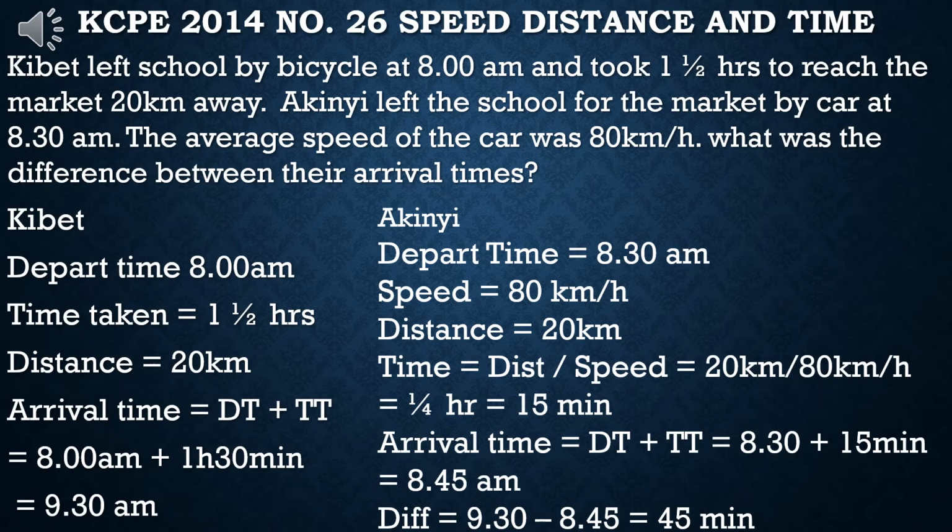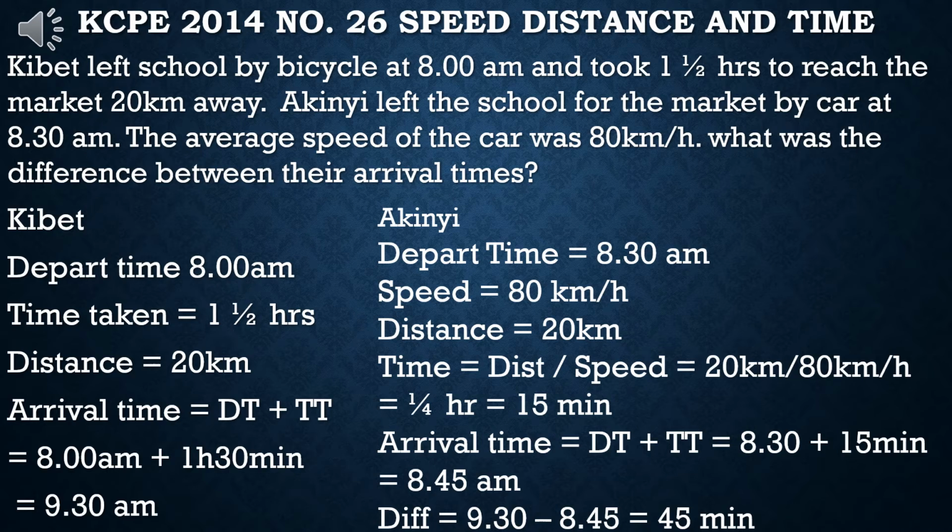we are told that Akinyi left the school for the market by car at 8:30 a.m. That was the departure time. The average speed of the car was 80 kilometers per hour. So we are given the speed, but it has not mentioned the distance. But we have to know that they were traveling the same distance, which was 20 kilometers. So having a speed of 80 kilometers per hour and a distance of 20 kilometers, it's upon us to know that we have to get the time she took.